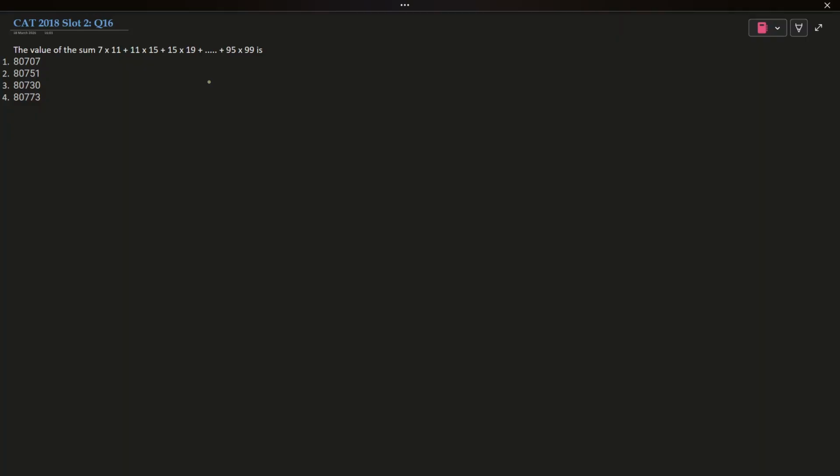7 into 11 plus 11 into 15 plus 15 into 19 plus dot dot dot plus 95 into 99. If you look at each of the terms, the difference is constant. 4, again 4, again 4, dot dot dot, again 4.